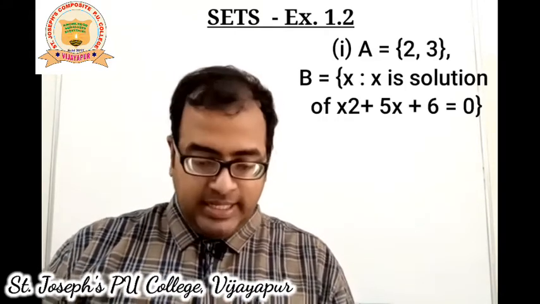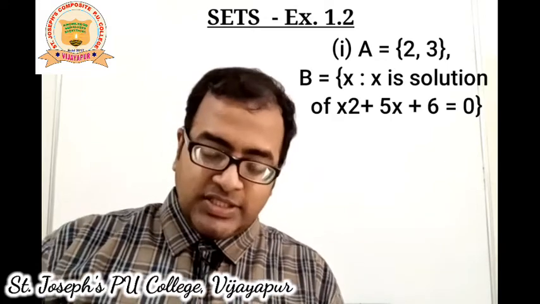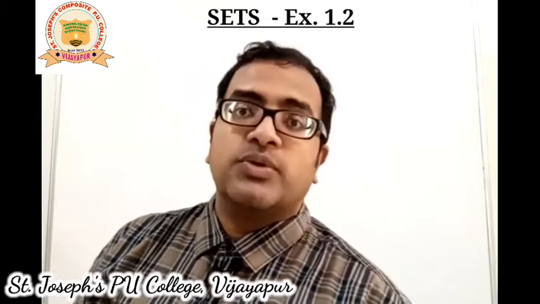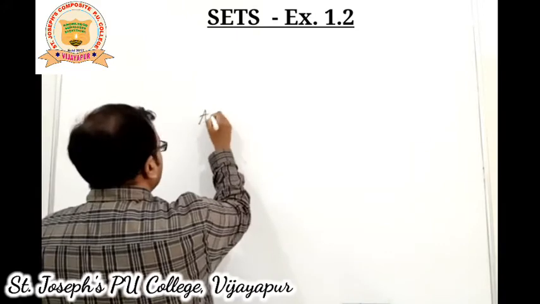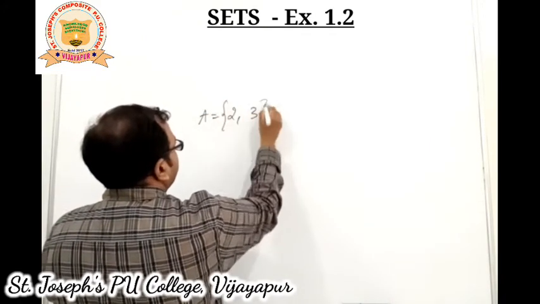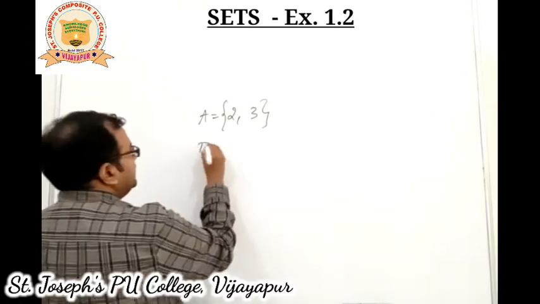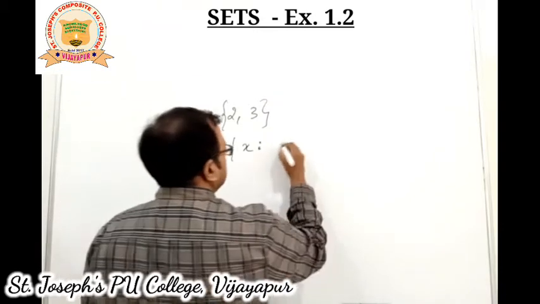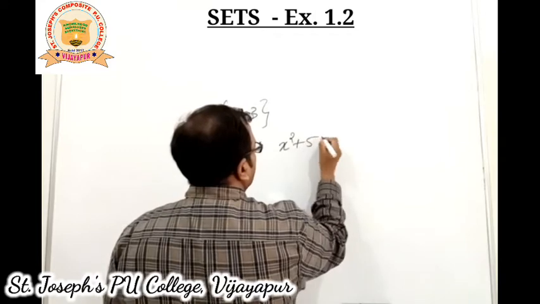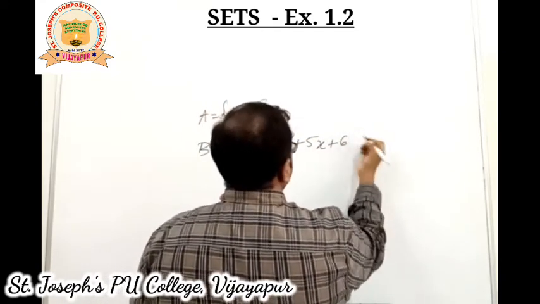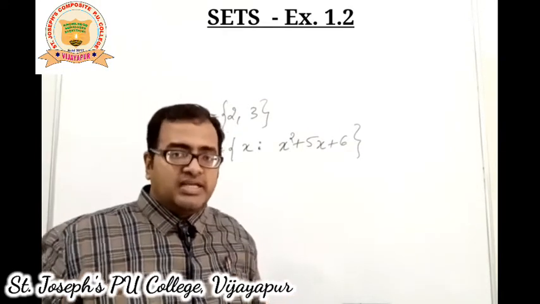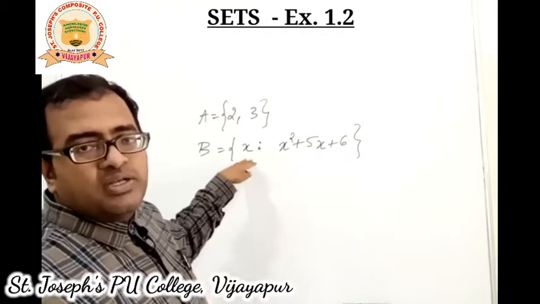Let us check that. Sub question 1: A is {2, 3} and B is the set of all x such that x is a solution of x square plus 5x plus 6 equal to 0. So you have two sets here, A, which is equal to {2, 3} in roster form directly, then B, the set of all x such that x is a solution for the equation x square plus 5x plus 6. What do you mean by this? It means, if you equate this to 0, then the values which satisfy that equation are called the roots, or they are the values of x.